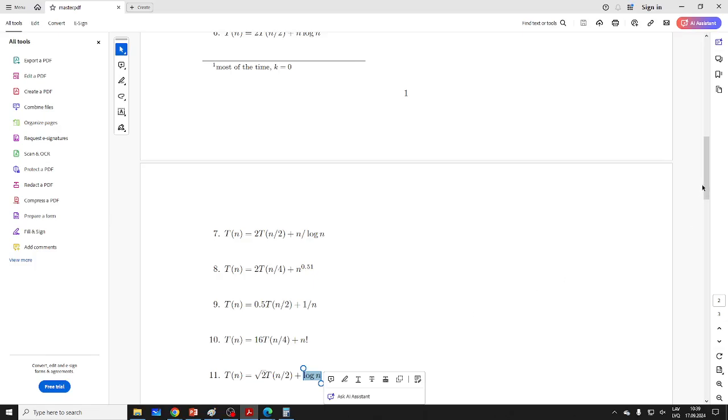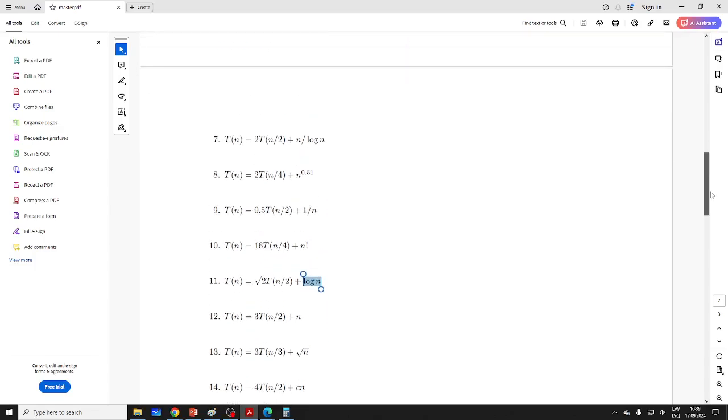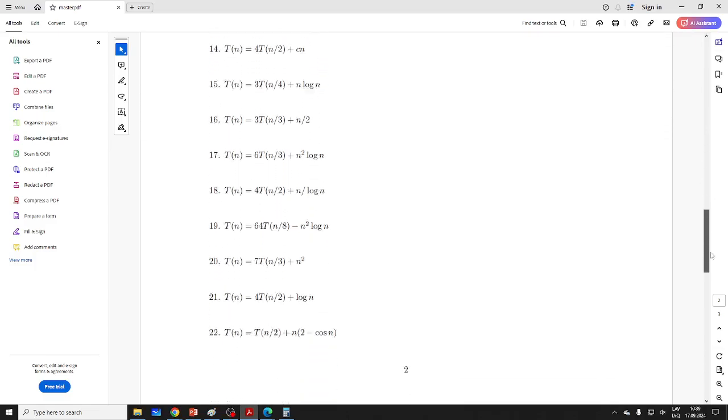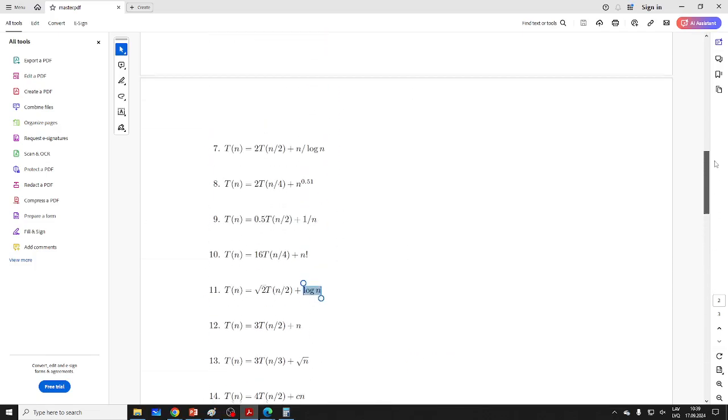Let's take a look again. Yes, the square root is bigger at some point. Meaning the square root is bigger, it's going to dominate. Let's take a look if I am correct. Yeah, in this case it's case 1. So log n is less than square root of n. Okay. Now, one more and we're finished.